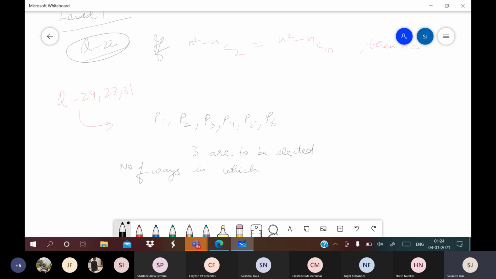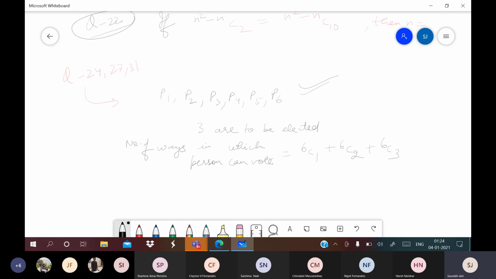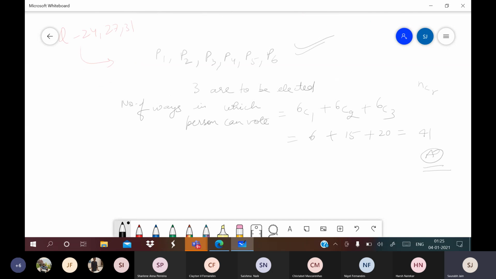See, generally we give only one vote, right? But here it is given that a person can vote any number of votes, but not more than the number of candidates to be elected. So either he can select one out of these 6, that means he can give a vote to any one person, or he can give votes to 2 persons, or he can give votes to 3 persons. But not more than the number of persons to be elected. Now use the formula of nCr and the values will come out to be this, and this will be equal to 41, which is an option. So this is like selection, nCr.